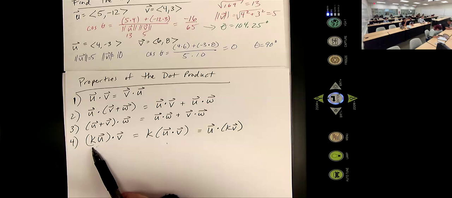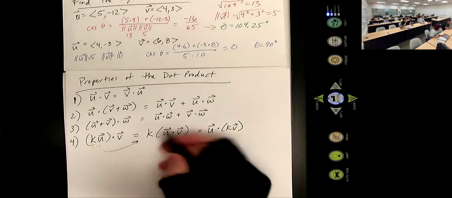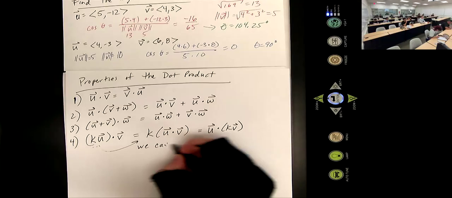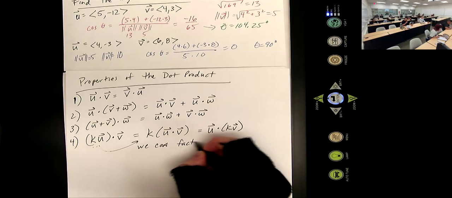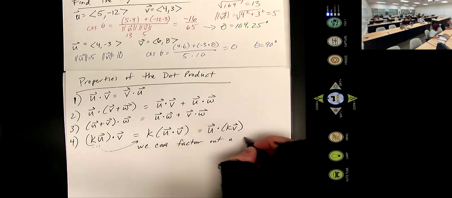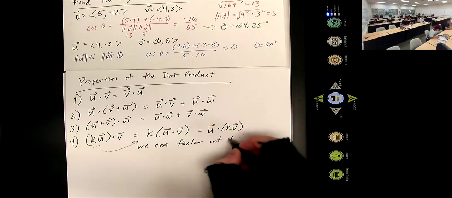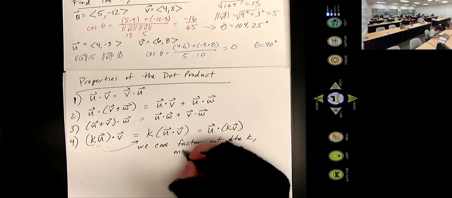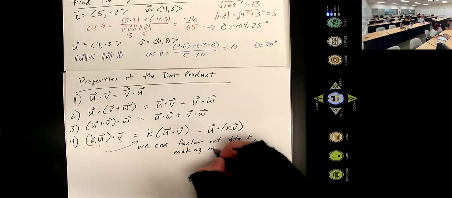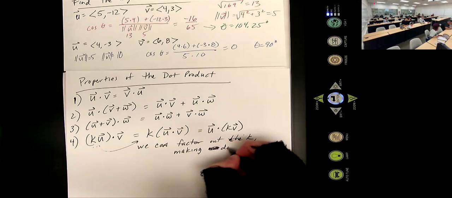You can have some big numbers like 100 and 200. Just factor out the 100, then do the dot product with a 1 and a 2, and your multiplication gets a lot easier. So effectively, we can factor out the K, making the dot product easier.